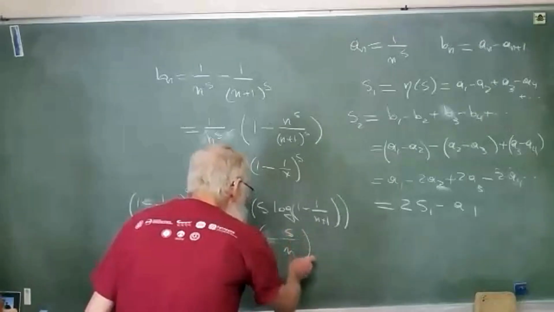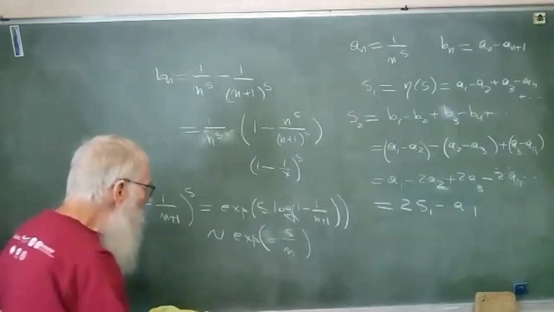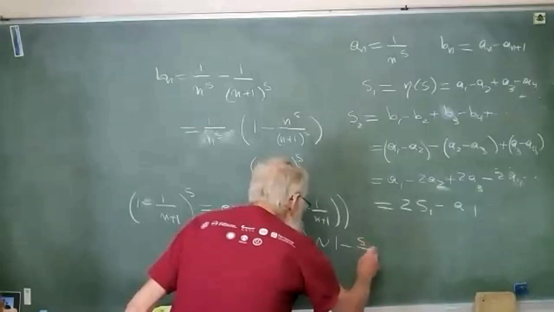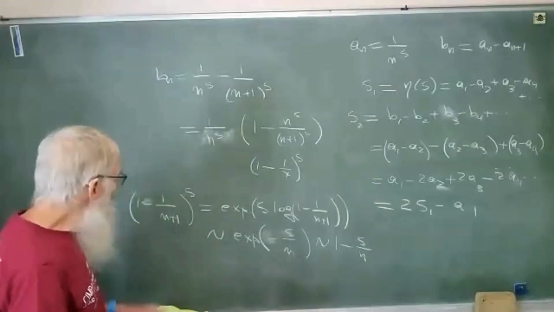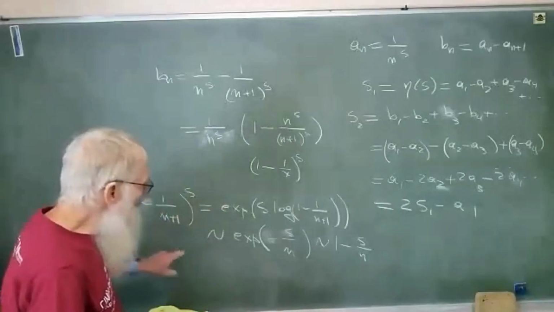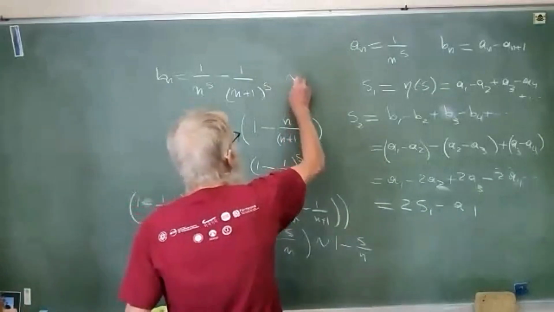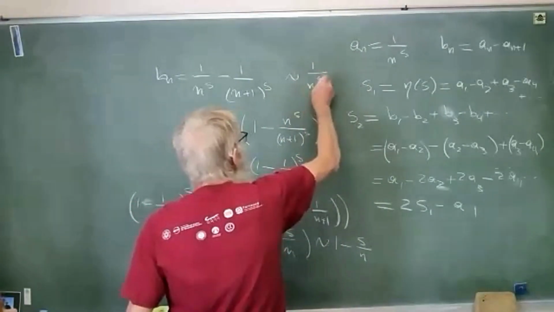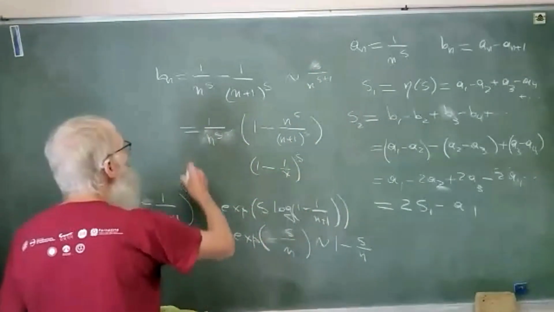Minus s over n. And the exponential when n tends to infinity is equivalent to 1 minus s over n. And so we have to remove the 1, which is here, and therefore we find that the Bn is equivalent to 1 over n to the s plus 1. And here it is s, the s which comes from here.